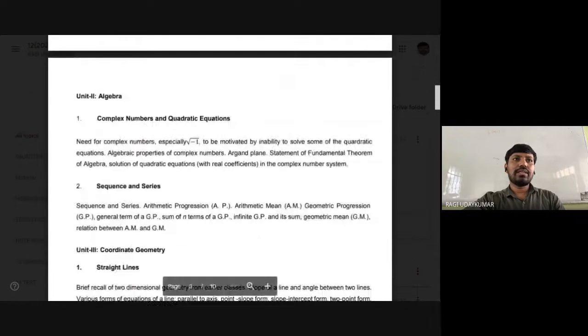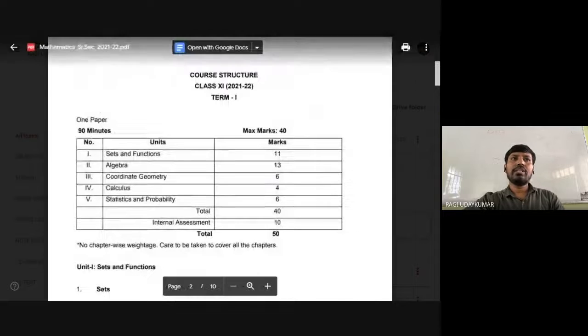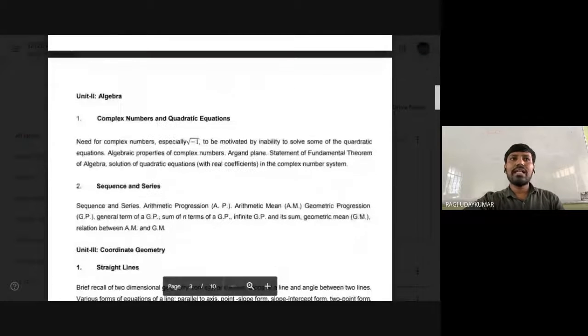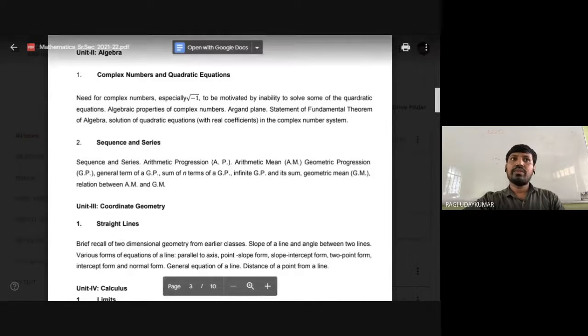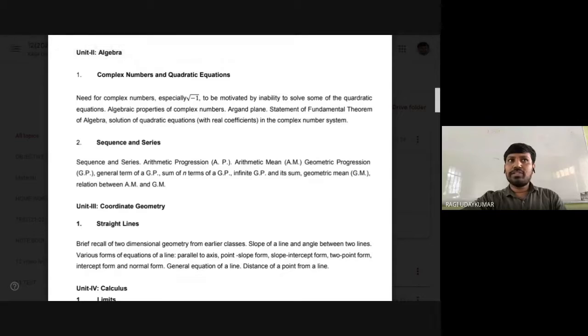Okay. Coming to the second unit, algebra, which is 13 marks. Under algebra, you have complex numbers and quadratic equations, and sequence and series. Two chapters are there. In complex numbers and quadratic equations: the need for complex numbers, especially the square root of minus 1, what is the square root of a negative number, motivated initially by solving some quadratic equations, algebraic properties of complex numbers, Argand plane, statement of the fundamental theorem of algebra, and solution of quadratic equations with real coefficients in the complex number system. Mostly everything is included.